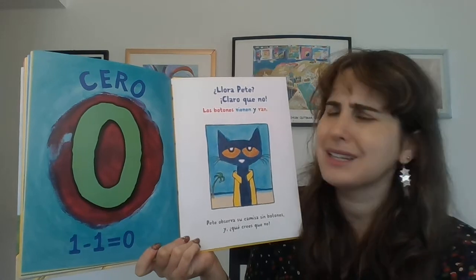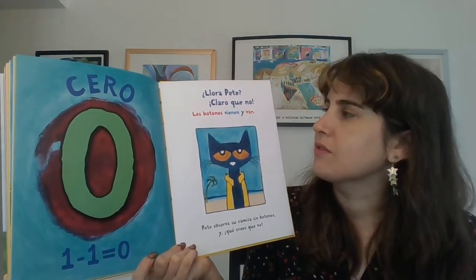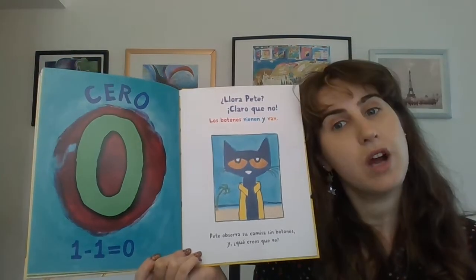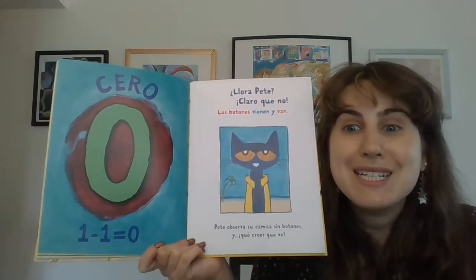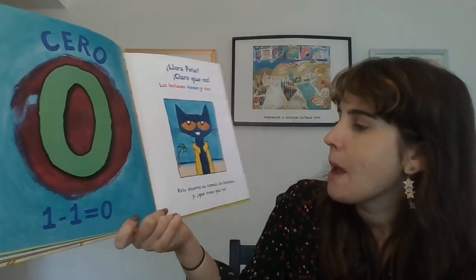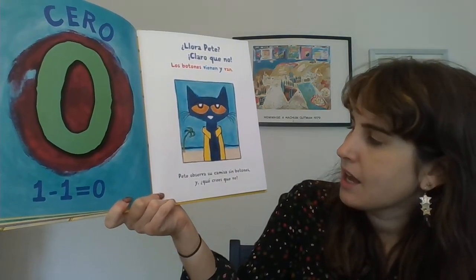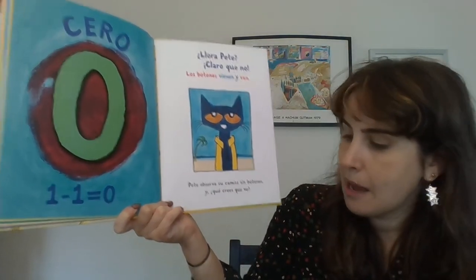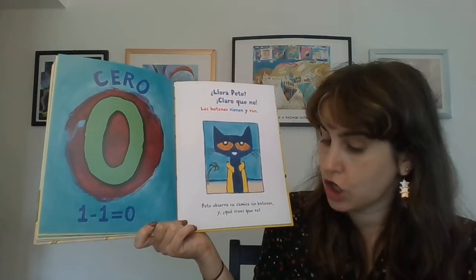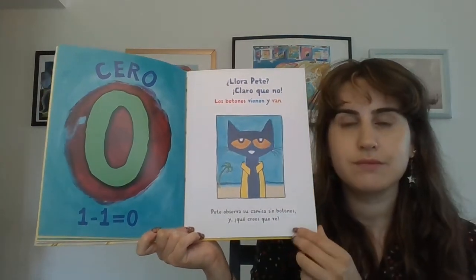¿Llora Pete? Claro que no. Los botones vienen y van. Did Pete cry? Goodness, no. Buttons come and buttons go. Pete observa su camisa sin botones. ¿Y qué crees que ve? Pete looked down at his buttonless shirt, and what do you think he saw?